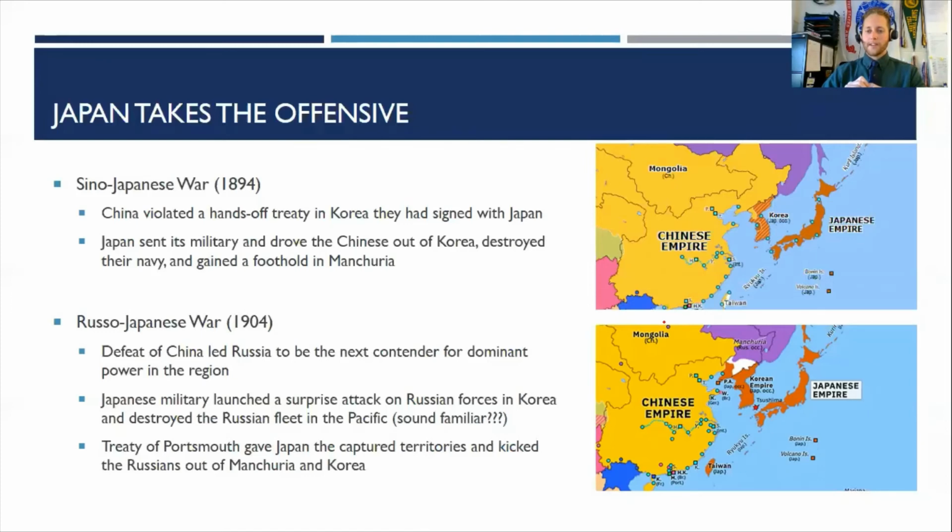This war takes place almost exclusively in Korea. So if this is Japan over here off the coast of China, this is China over here, Korea being in the middle.